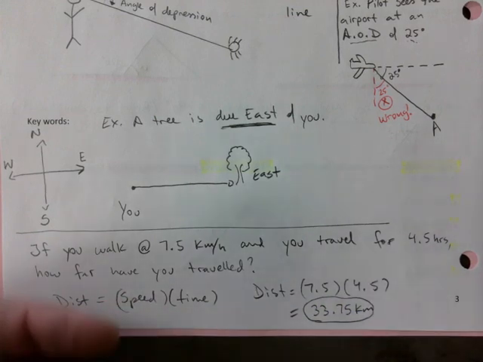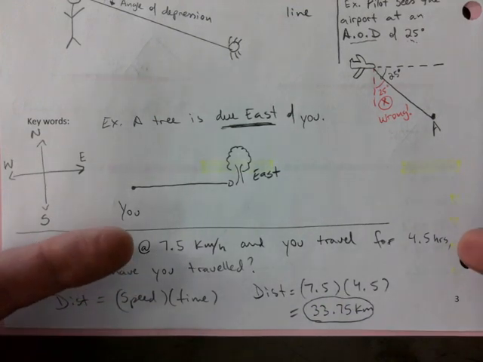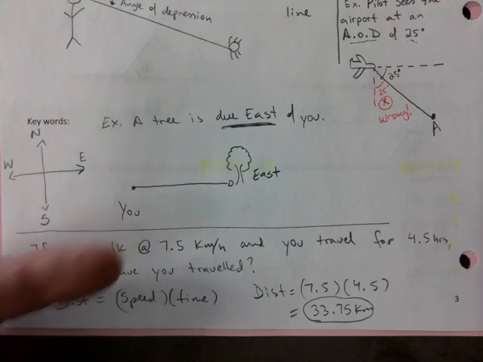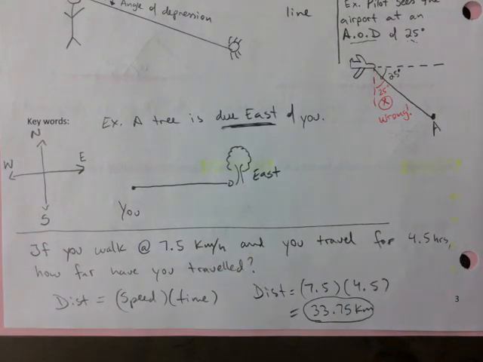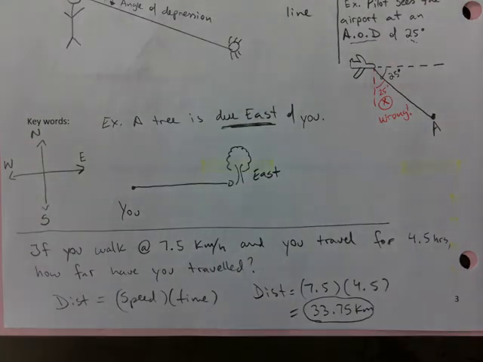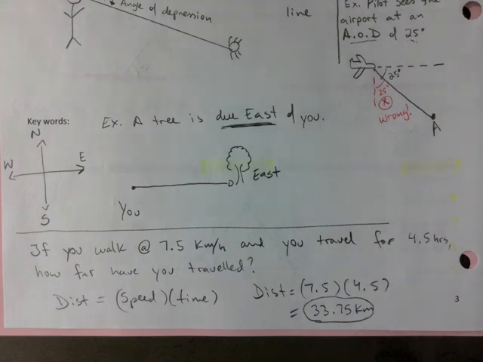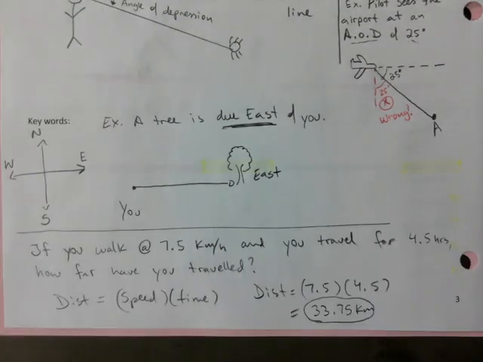And I think this is just common sense, right? If you travel 100 kilometers per hour and you drive for 4 hours, 4 times 100, you will have traveled about 400 kilometers if you kept that speed up for the entire time. Okay.